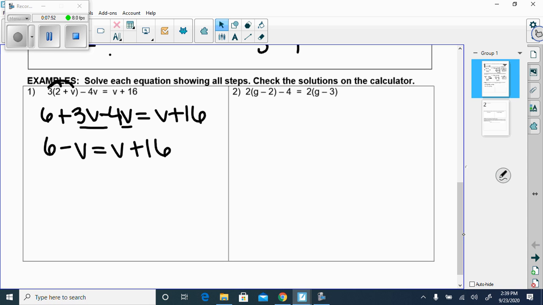Okay. All right. So then what do I need to do? I need all my v's on the same side, right? So do y'all want to move this one over there or the right side to the left? It cancels each other out, so no. So which one do y'all want to move? Left to right. Okay. So this one's negative, so to move it, I have to add it. All right. So I bring down the 6, and v plus v is 2v.